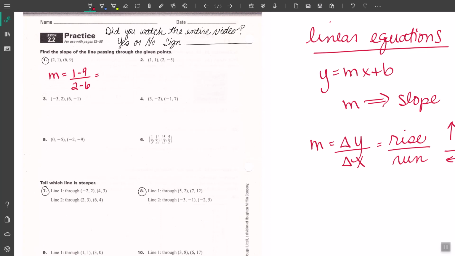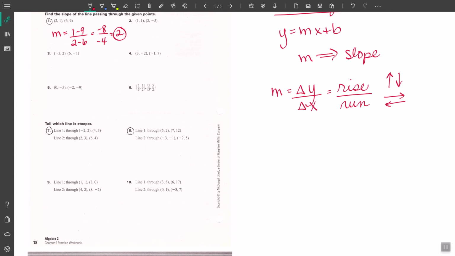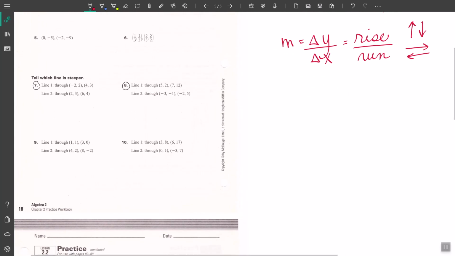I'm finding how this line rises over how it runs. All right, so we'll end up with this one having a slope of 2. This is a positive slope, which means it's going to rise from left to right on the graph. If we were to graph the function, that's what we would see. So that's one thing we can tell from the slope of a line: whether it's going to rise as it moves left to right, or descend as it moves left to right if it were negative.